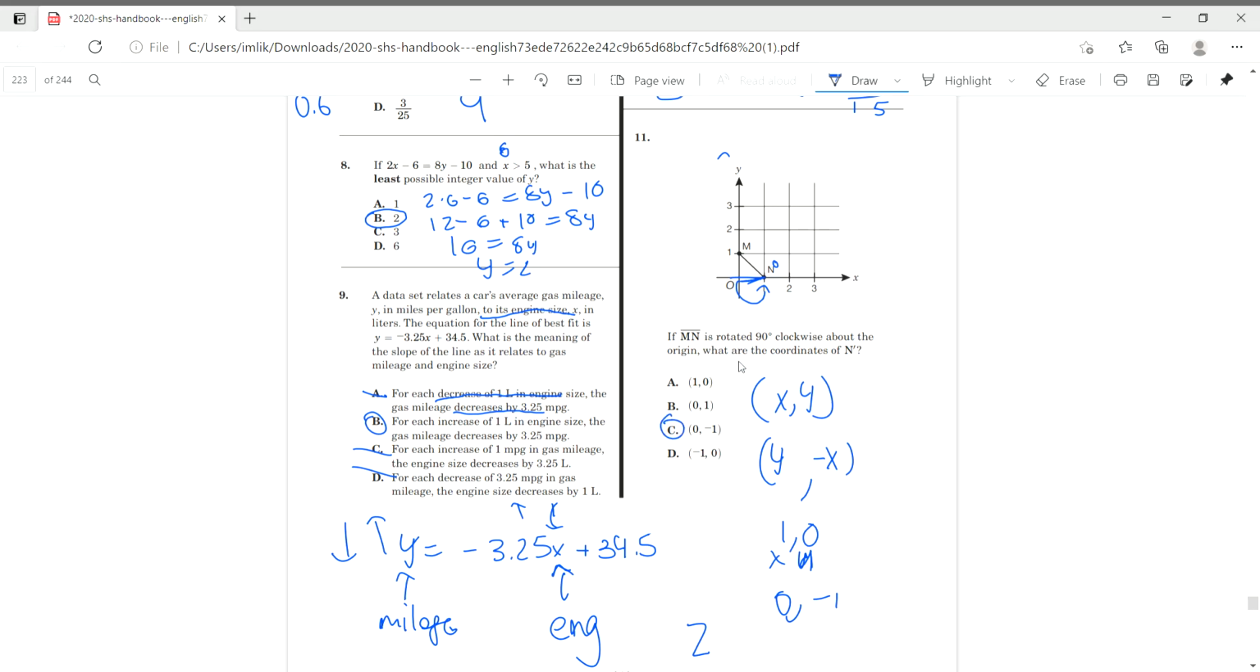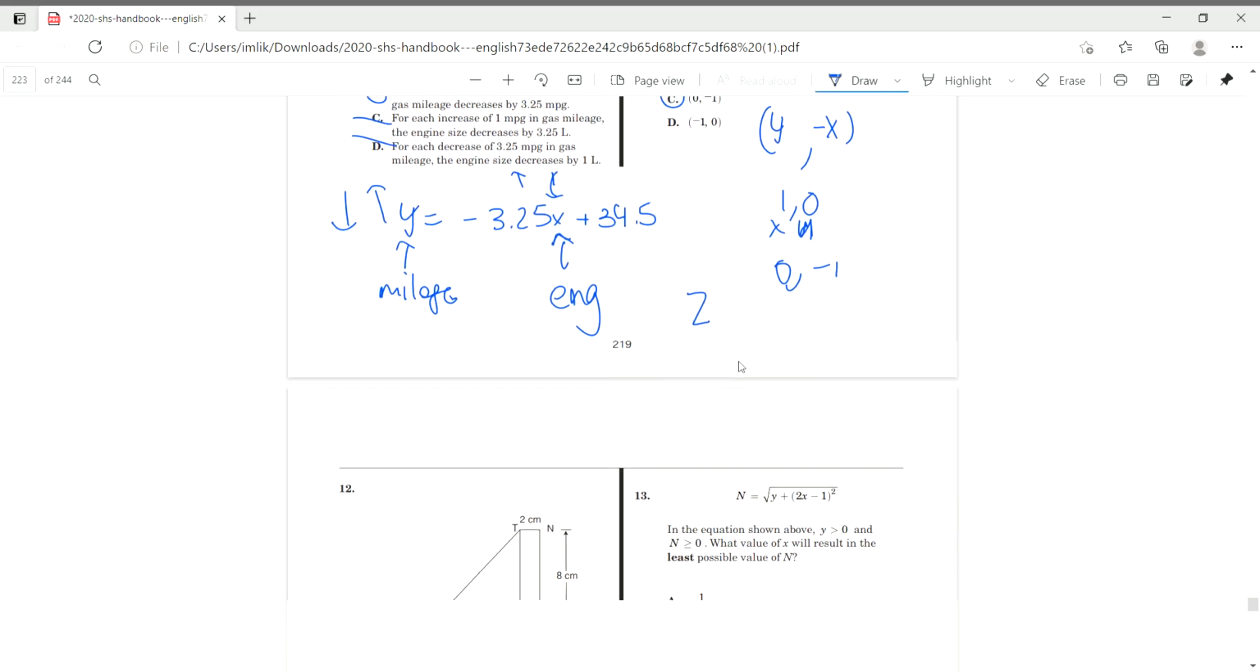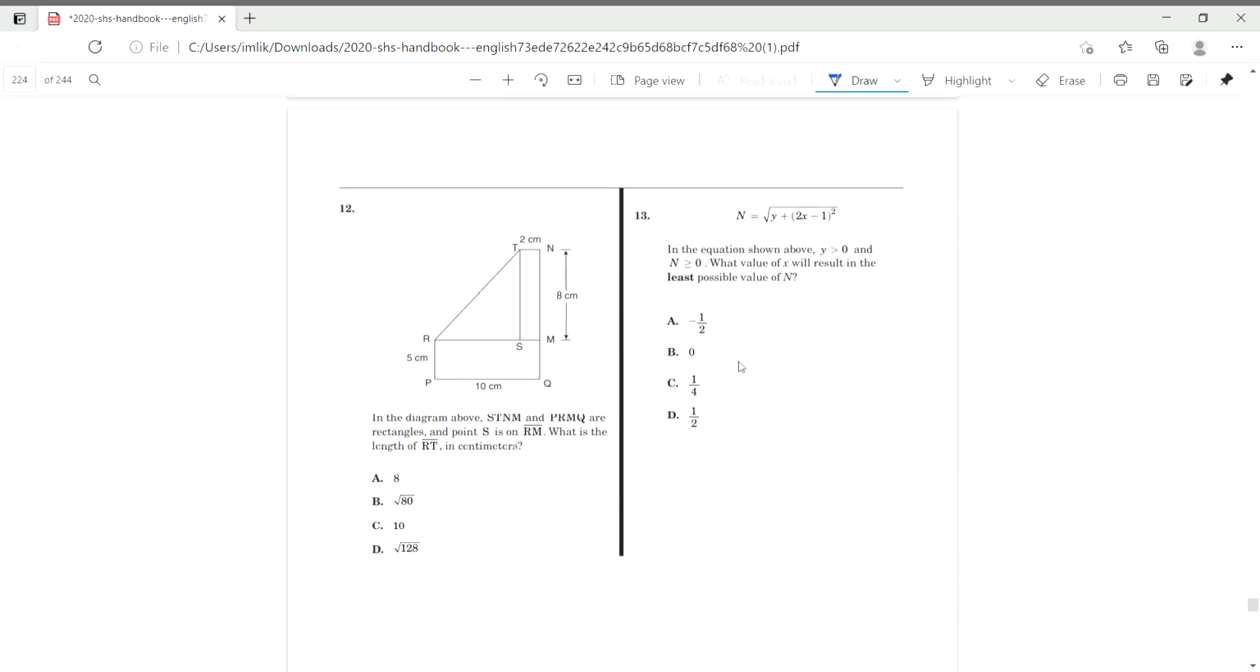Oh, right, yeah, it's C. And then number 12 and 13. The diagram above, ST, NM, and PQRM are rectangles, and point S is on RM. What is the length of RT in centimeters?